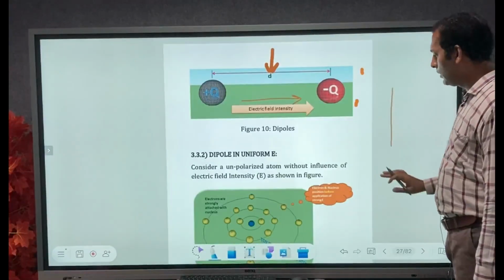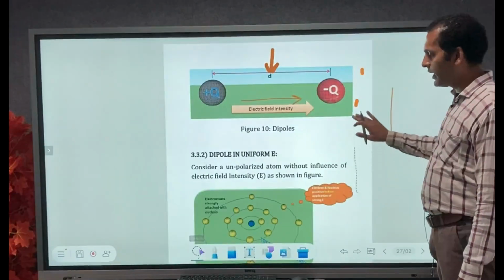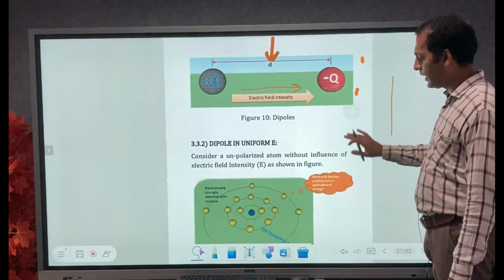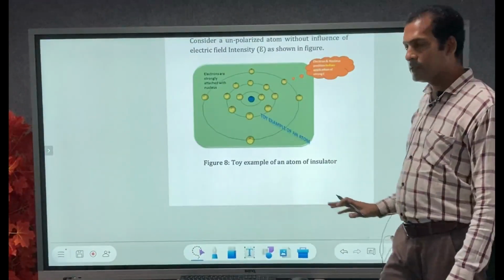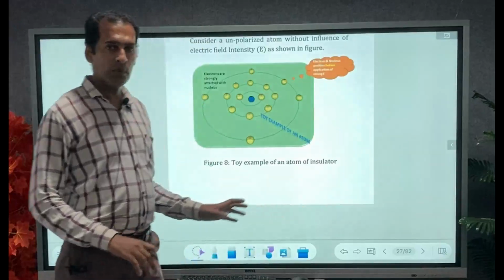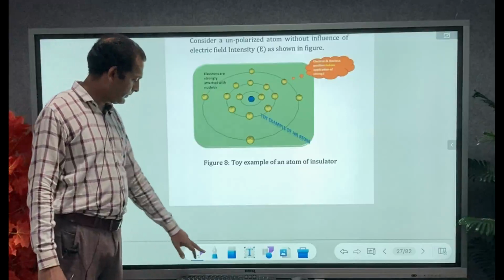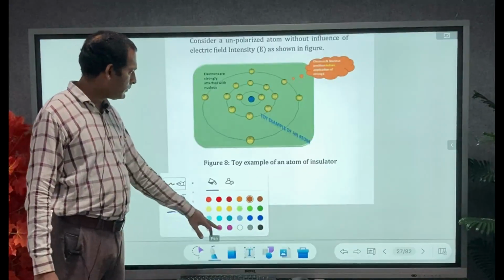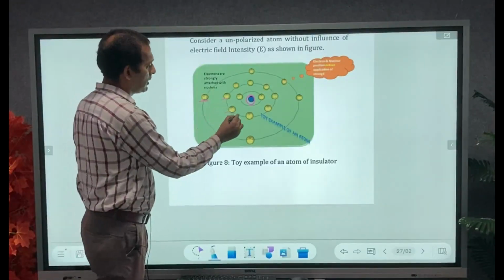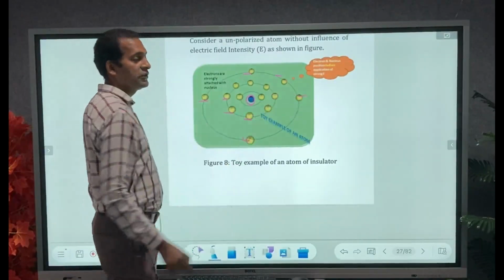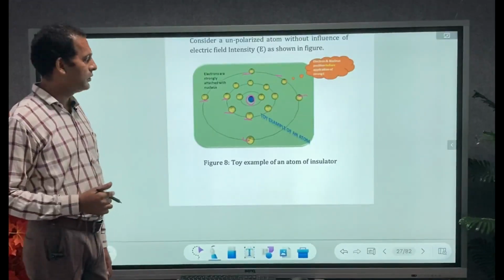Now let us consider a setup of an atom of a dielectric. Dielectric means where charges are strongly attached with each other. This is just a toy example, not to scale. There is a nucleus here, shown in blue, and around the nucleus all the electrons are rotating according to their shell, right? That is the function of electrons, to rotate around the nucleus.